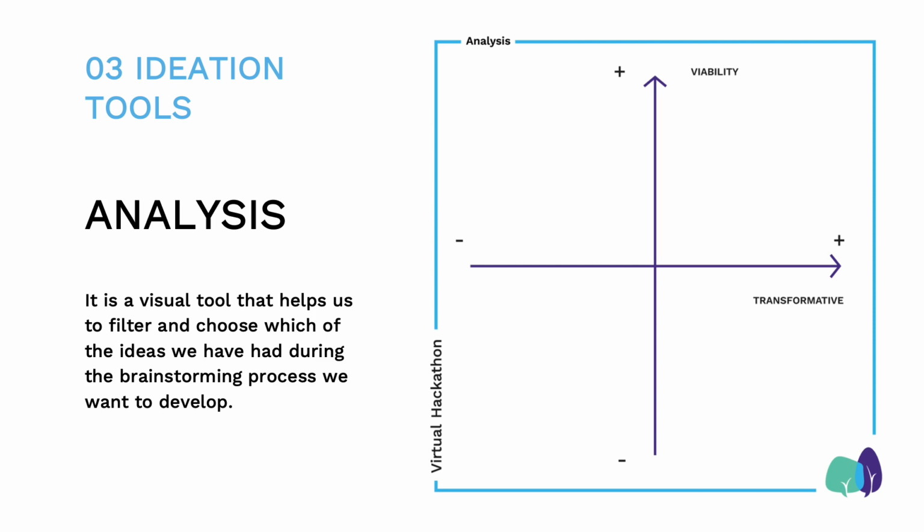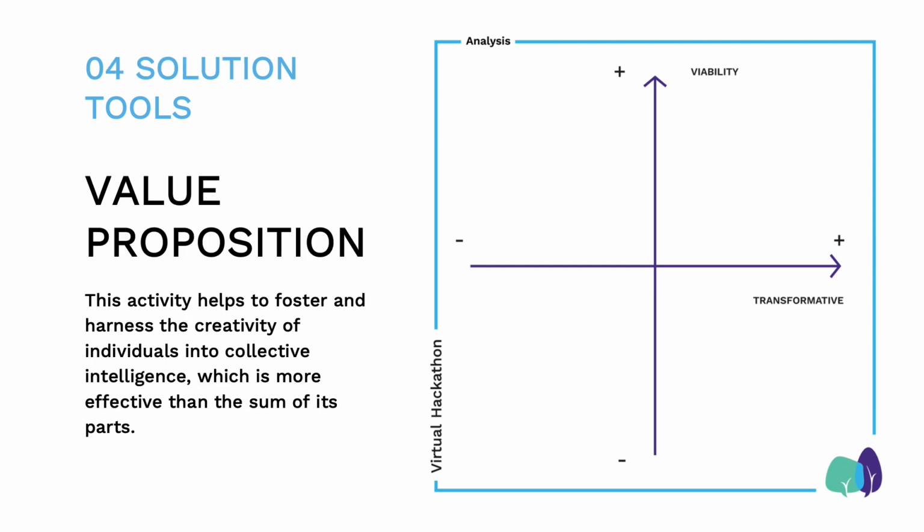Ideation tools. Analysis. It is a visual tool that helps us to filter and choose which of the ideas we have had during the brainstorming process we want to develop. By using two matrices, feasibility and transformative, we will detect the potential impact of our ideas, and it will help us to choose the one that best fits these requirements. It will facilitate decision-making by detecting the level of both variables that our ideas have and choose the one that can generate most impact.